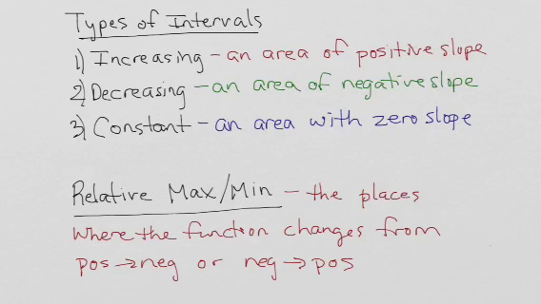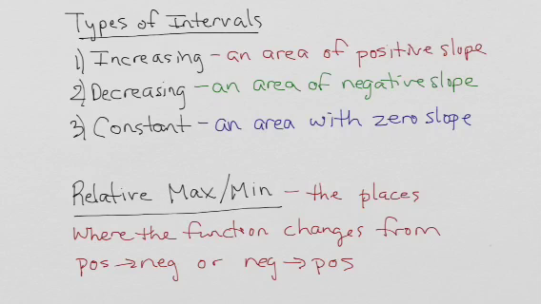Hello, today we're going to be talking about intervals and discussing three specific types of intervals. That's what's listed here if you wanted to take any notes. The first one's an increasing interval. That's an area of positive slope, increasing again, going up from left to right. A decreasing interval, which would be an area of negative slope. And then a constant interval. That'd be an area with zero slope, which would be a horizontal line, straight left to right.